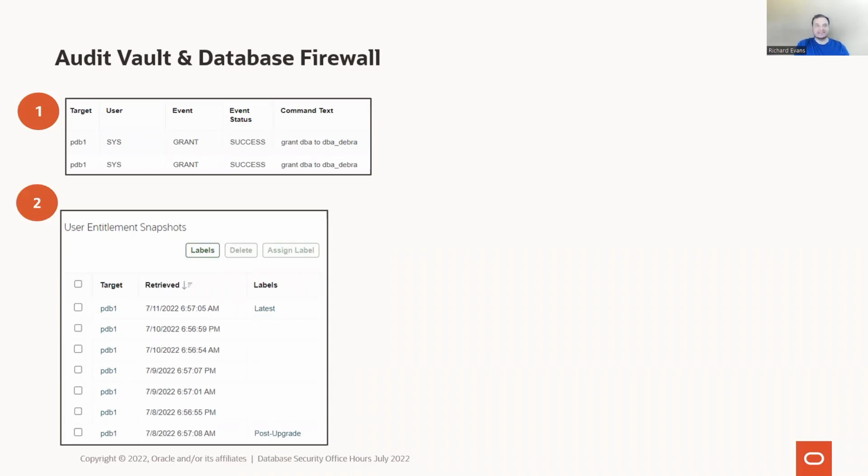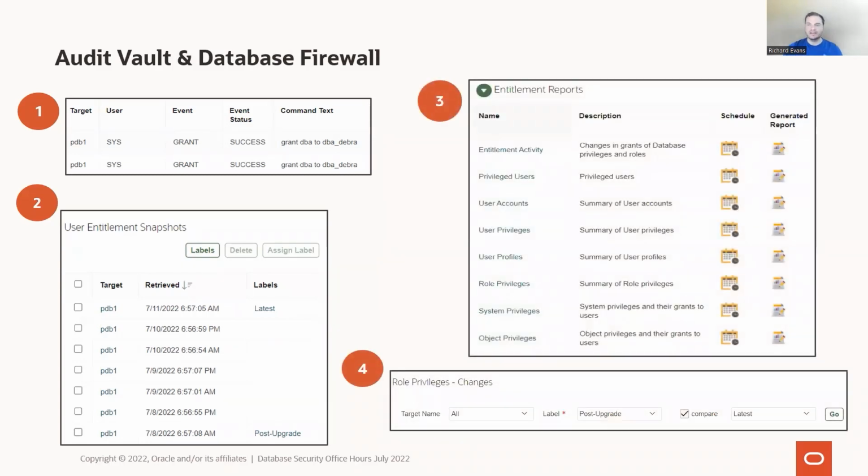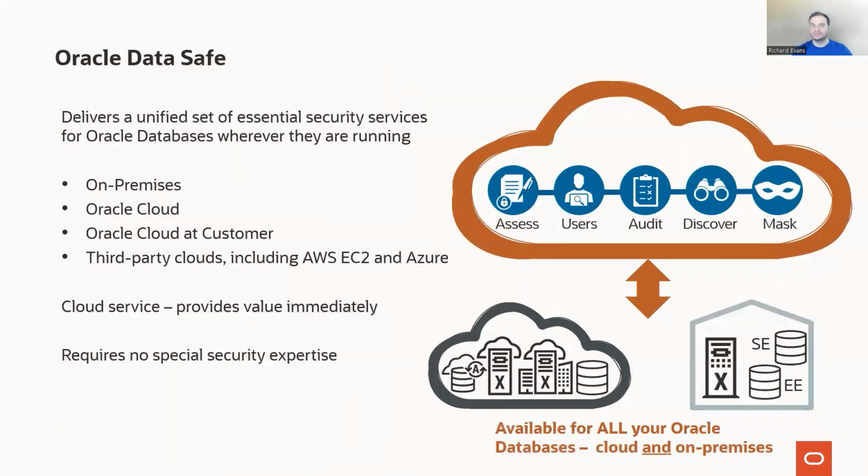I can do user entitlement snapshots as well, so I can look at the latest. I can mark one as maybe a post upgrade, and then I could compare to see what role privileges changed between post upgrade and today, right? So you can do a lot of this capability with Audit Vault and database firewall, so we can understand what our users have, what they're using, what they're not using. We combine that with privilege analysis, and then we can start to build out our roles, right? Like that perfection, that nirvana of getting to role usage and getting to a directory service.